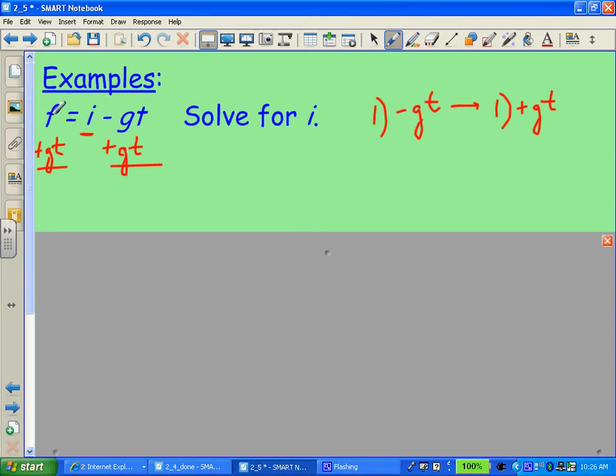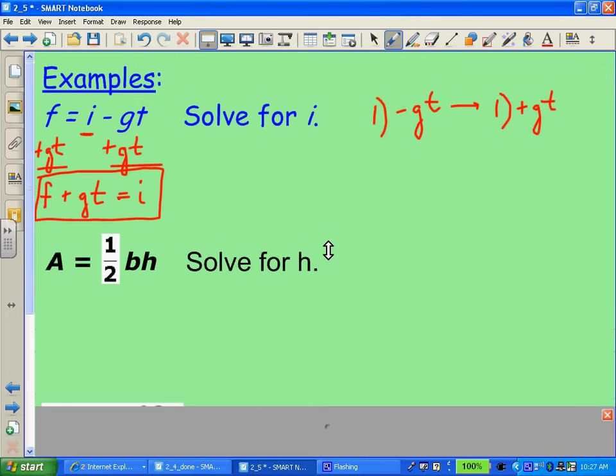So over here, these aren't like terms. I can't make FGT or anything like that. So I just write exactly what it says. F plus GT equals I. Now I'm done. I've done what it asked me to do. I've figured out what I equals. Now it doesn't equal a number like you're used to, but I've gotten I by itself, and that was my goal. Let's look at another one.